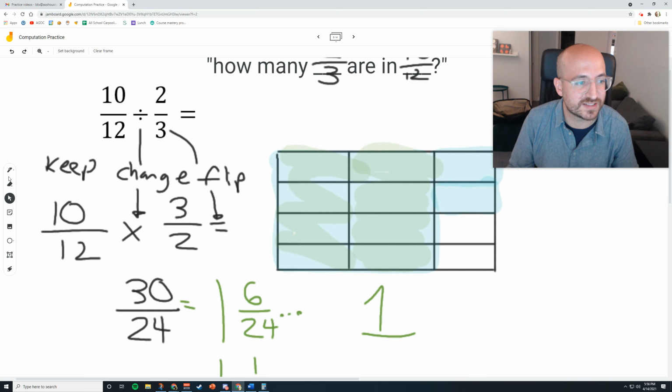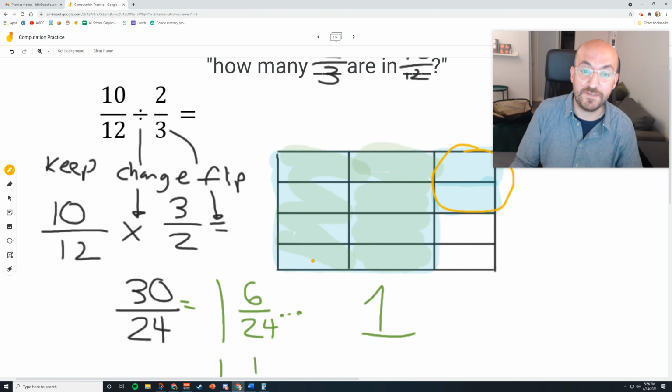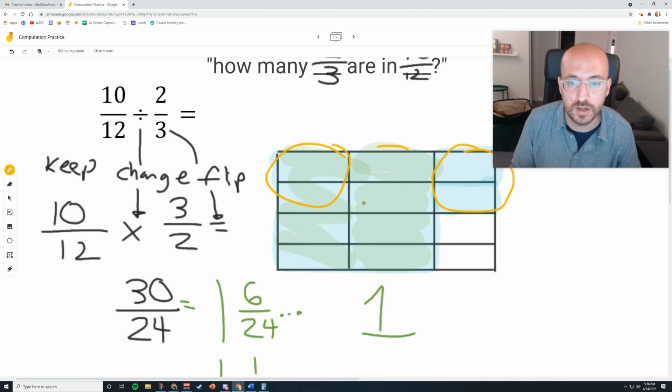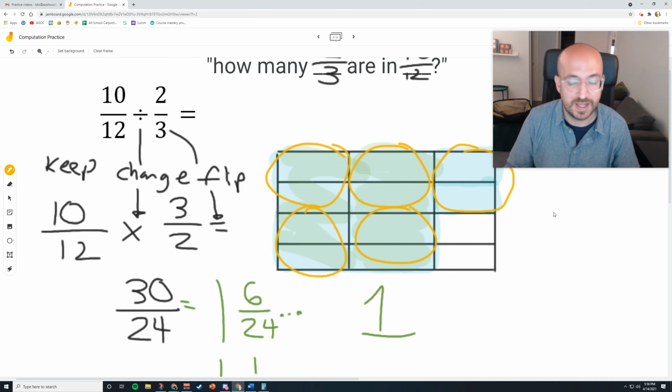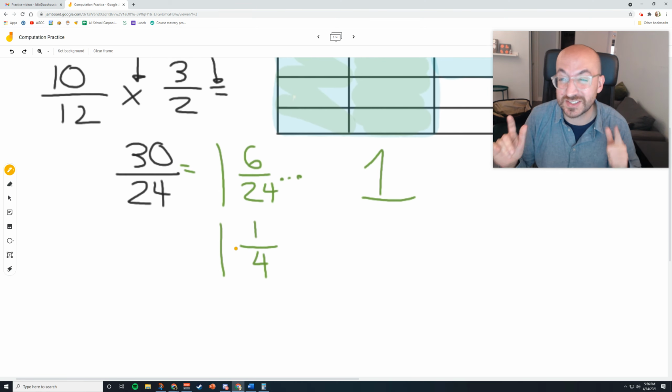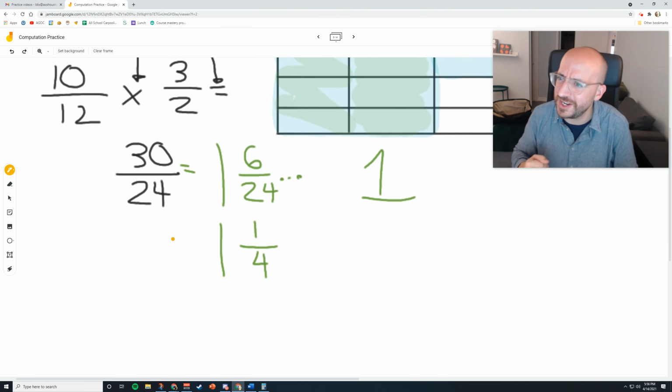How much is this part right here? This part we didn't shade in regards to our 2/3. It is not half of the 2/3. It's actually 1, 2, 3, 4, 1/4 of it. Now that's really hard to see. I'm excited for you to do more of that in 6th grade of seeing it visually, and we'll do it this year too.